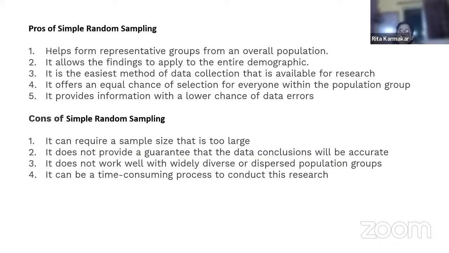So the pros and cons are very simple. The pro is that it is simple random sampling. It's very simple, you don't need to think much. It gives representative groups from the overall population. The findings can be generalized, because you are technically addressing that entire population. So the population, all the 100 doctors are there, surgeons are there.